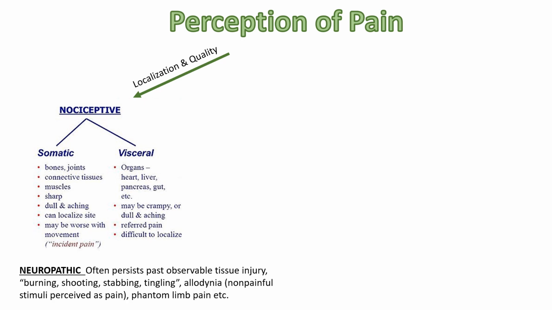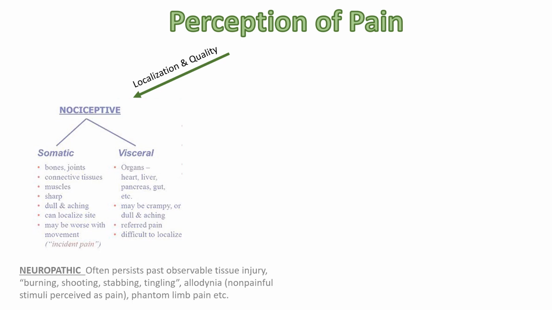There's also a third type of pain that occurs when we can't tell where the observable injury was, and this can be described as burning, shooting, stabbing, tingling, and can result in pain syndromes such as phantom limb pain and allodynia, where non-painful stimuli are perceived as pain.